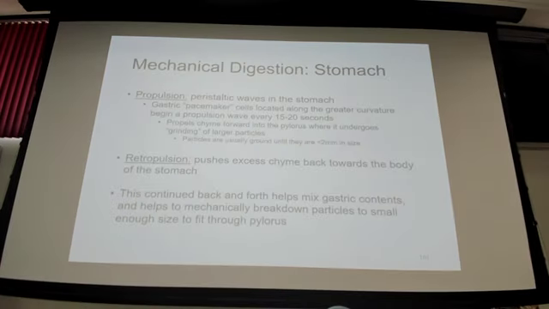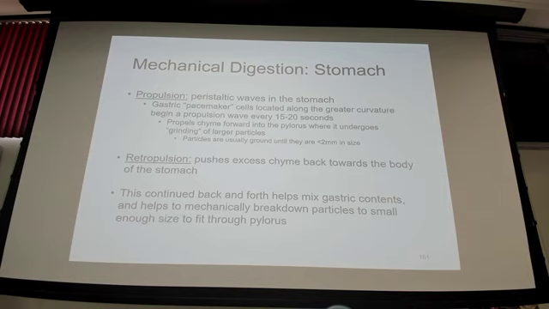Propulsion and retropulsion, essentially, if you want to think about this like a washing machine, it's smushing it forward, smushing it back, smushing it forward until it's sufficiently smushed to go through the pyloric sphincter and into the duodenum. And again, what is the main point of the swishing?